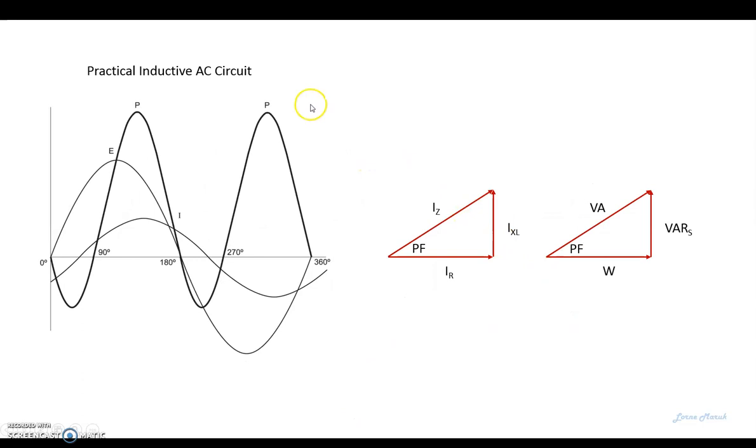For a practical inductive AC circuit, in parallel, we have a resistive branch and an inductive branch with some resistance. Once again, we have a triangle rather than just a purely inductive circuit. And we can use the power triangle or the current triangle just for that portion of the circuit. Once again, preference given to the power triangle.